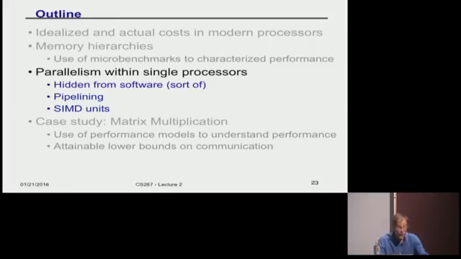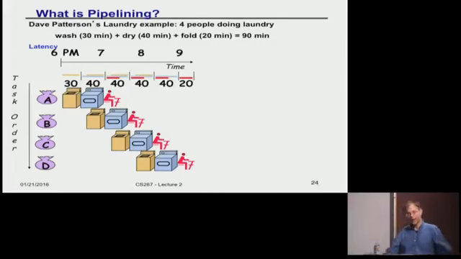Okay, so very good. The next thing I want to tell you a little bit about is parallelism within a single processor, and then we'll get to the matrix multiply example. I mentioned pipelining, and here is an example which you've all experienced, I'm sure, which is doing your laundry. Rather than using an assembly line in a factory, let's talk about how a laundromat works.